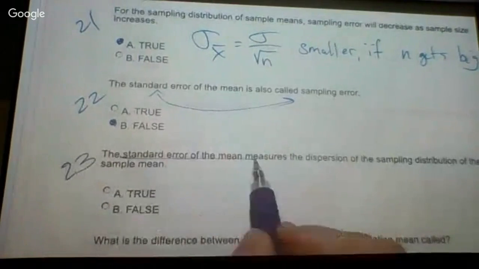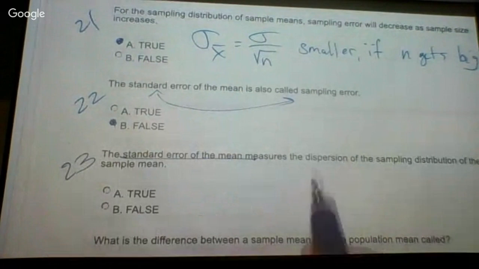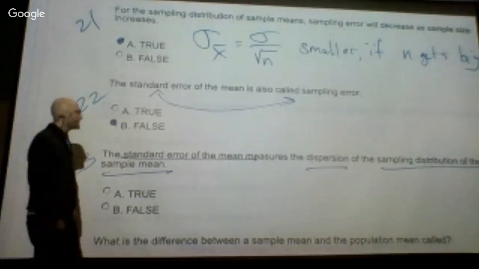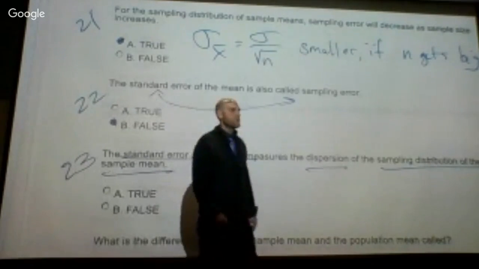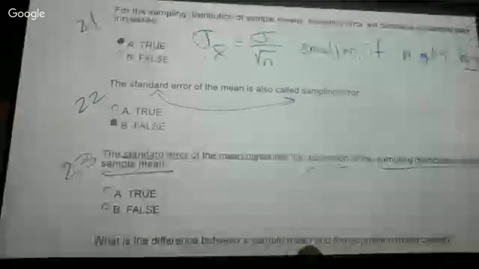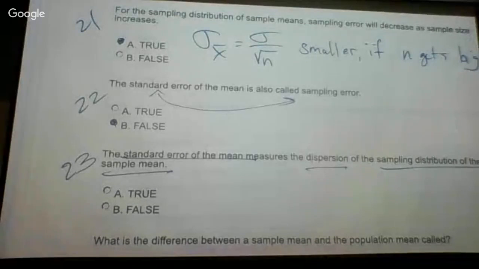23. The standard error of the mean measures the dispersion of the sampling distribution of the sample mean. Ooh. So, blue dots, black dots, and all other dots. The standard error is a measure of the dispersion of the sampling distribution of the sample means. Who's got it? Who knows they got this down?